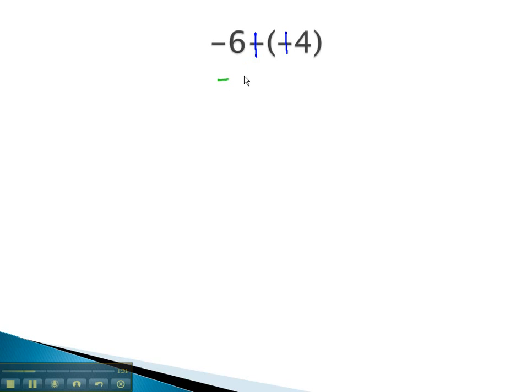Now, looking at this problem, you see we have -6 plus +4 now. And we can add these together just like we would add any other problem together that had different signs. The larger number, 6, keeps the sign, negative, and then we subtract to see how many negatives are left. 6 minus 4 is 2. We're left with -2 for our solution when we add the opposite.